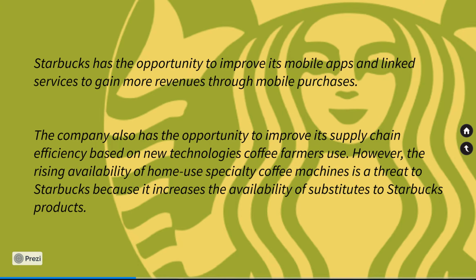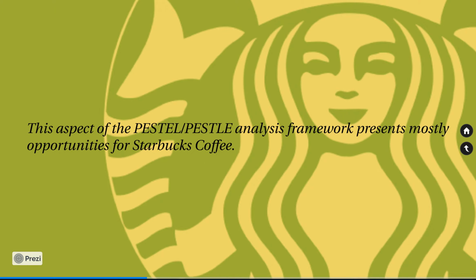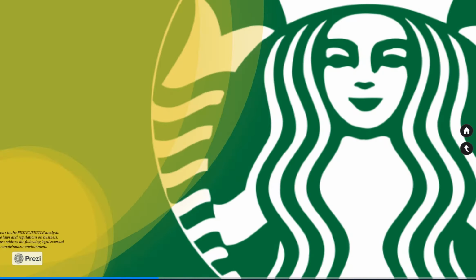Starbucks has the opportunity to improve its mobile apps and linked services to gain more revenues through mobile purchases. The company also has the opportunity to improve its supply chain efficiency based on new technologies coffee farmers use. However, the rising availability of home-use specialty coffee machines is a threat to Starbucks because it increases the availability of substitutes to Starbucks coffee, which means more competition. This aspect of the PESTLE analysis framework presents mostly opportunities for Starbucks once again.